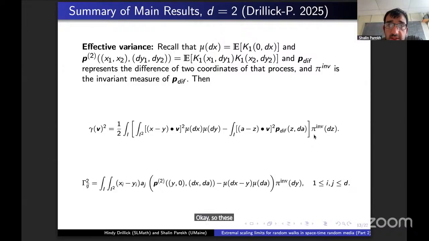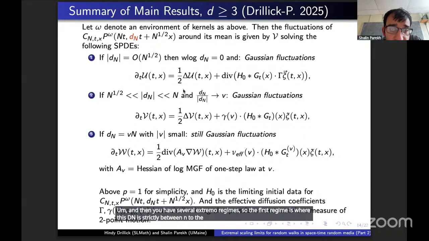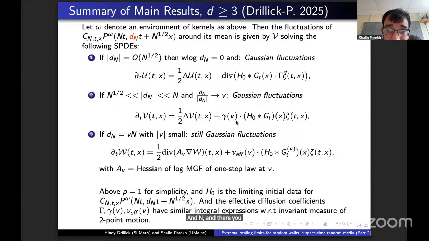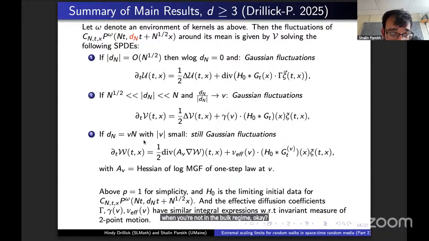Okay, so these are our results in dimension 2. And finally, let me talk about our results in dimensions greater or equal to 3. In dimensions greater or equal to 3, you have a similar story. In the bulk regime, meaning if you scale your d_n to be of order n^(1/2), you see a conservative stochastic PDE with additive noise. And then you have several extremal regimes. The first regime is where this d_n is strictly between n^(1/2) and n. There you again see an additive stochastic PDE, but it's no longer conservative when you're not in the bulk regime. Then there's a critical regime where you are scaling like v times n with v very small.